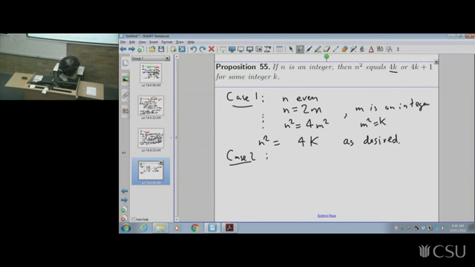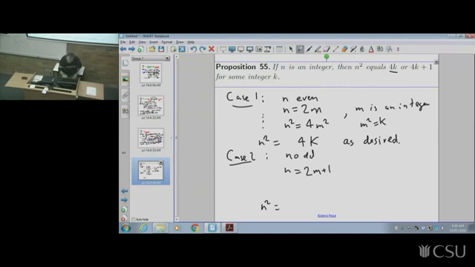N is odd, so n equals 2m plus 1. We started with the premise that n is odd. That's our premise for our second case. We do a bunch of steps, similar sort of ones as before. Our conclusion is that n squared is equal to something or other. That's the conclusion we want to draw. So let's just do that.